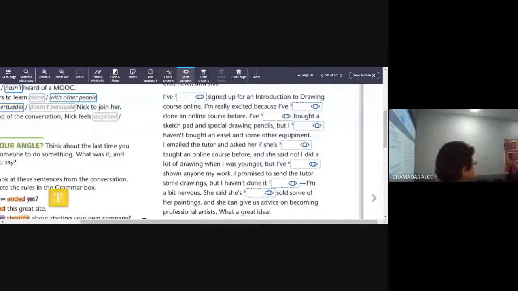Especially if you are into drawing. Yes, what is an easel? Let me show you here. It helps a lot, especially for drawing. Let me show you the images. Okay, look, guys, that's an easel.